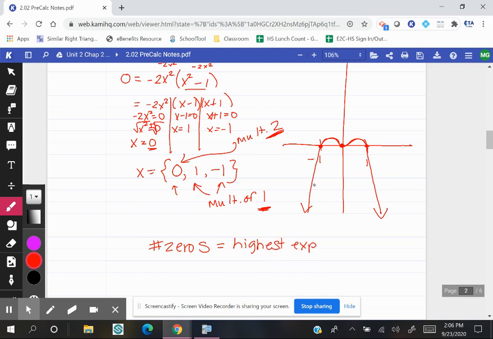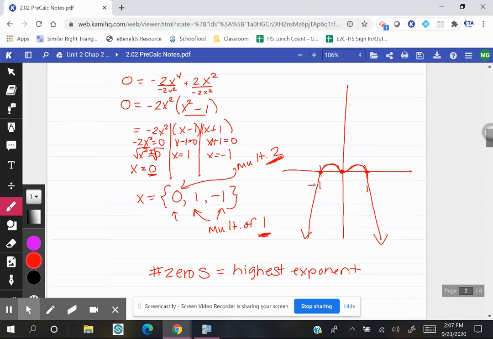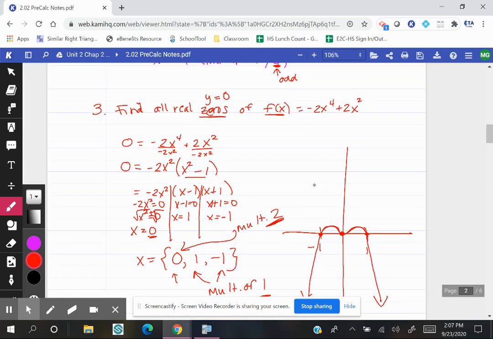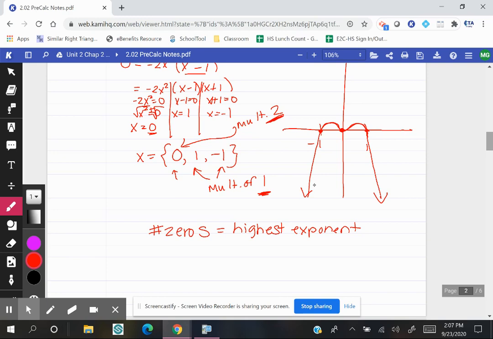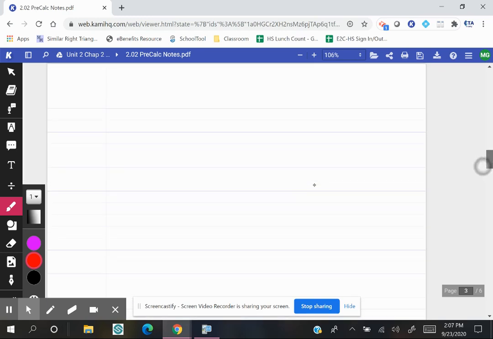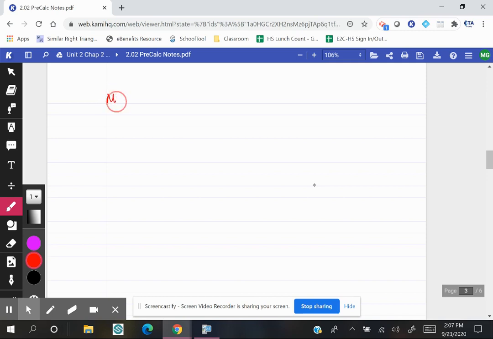So in that last one, we have 2 zeros, a 1, 1, and 1, -1. That's a total of 4 zeros, and our highest exponent is a 4 in the original problem. So we have 4 zeros matches the highest exponent. So you can use that to help you when you're figuring out your multiplicities as well. So let's just write out the details of this multiplicity thing here.